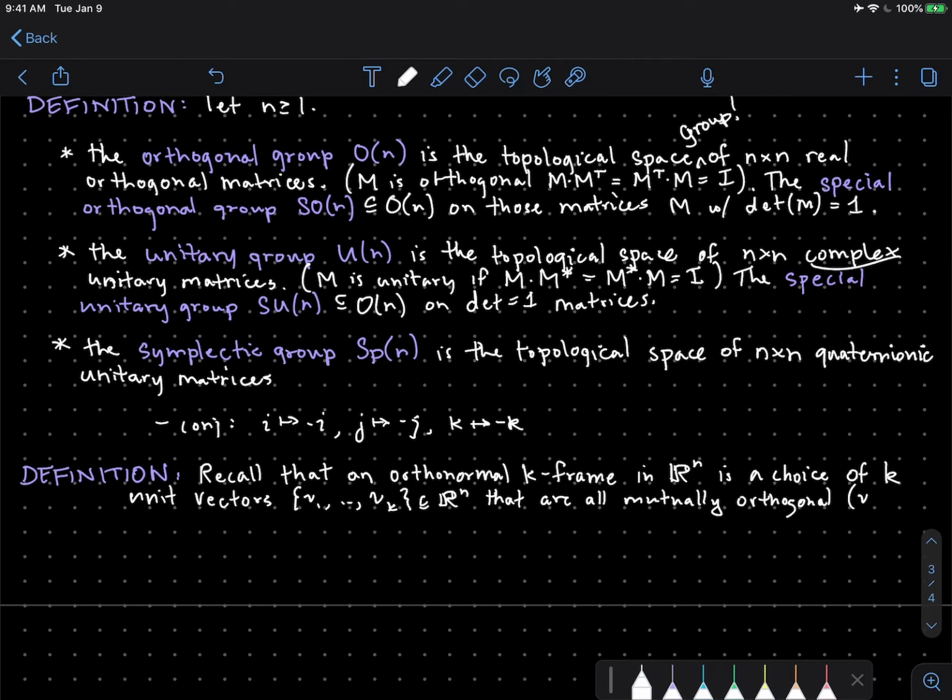In that the dot product of Vi dot Vj equals 0 for all i and j. The set of these carries a natural topology, and this topological space is going to be called the Stiefel manifold.